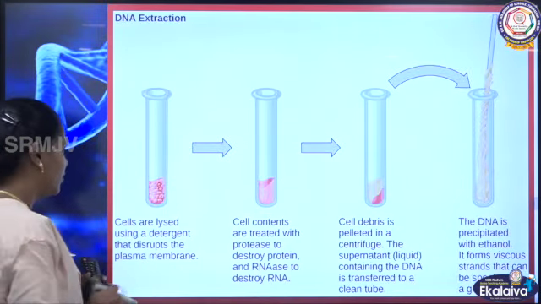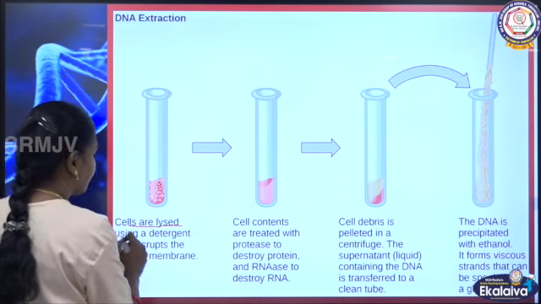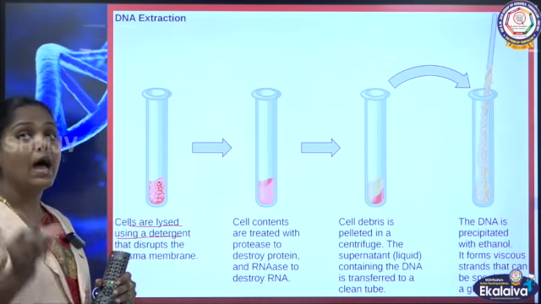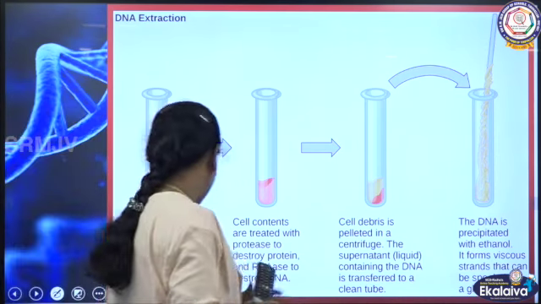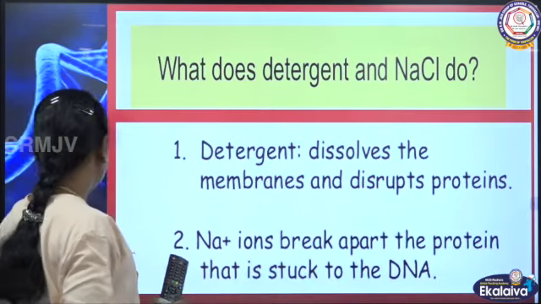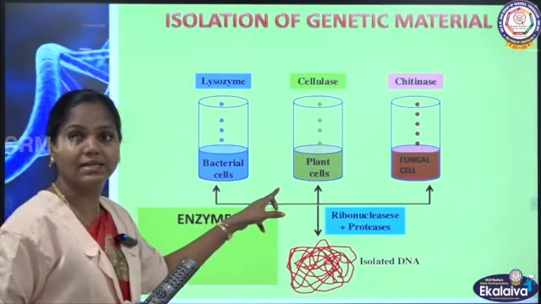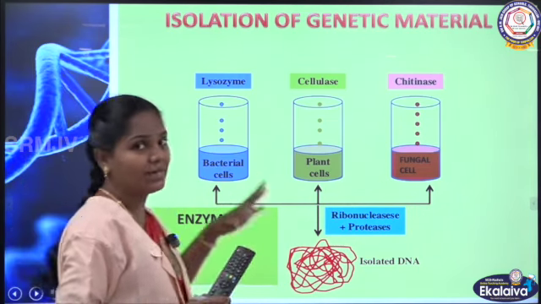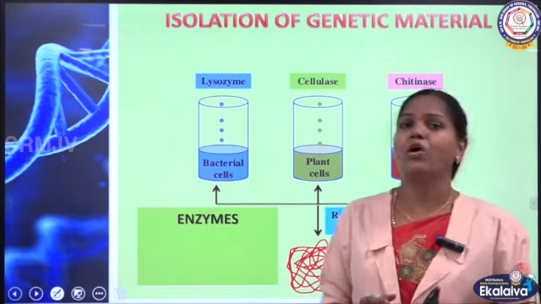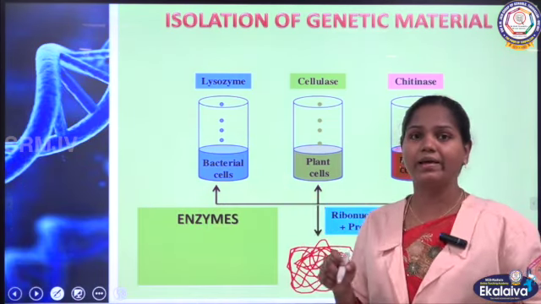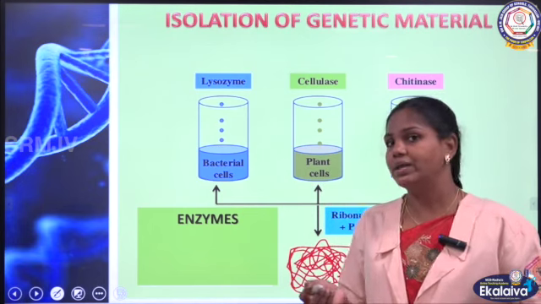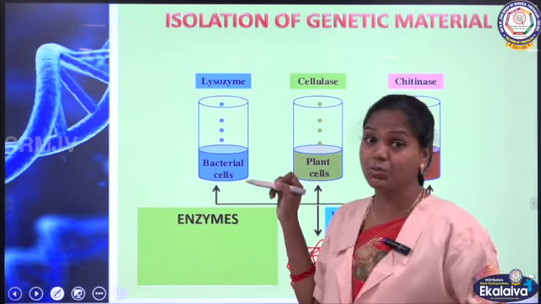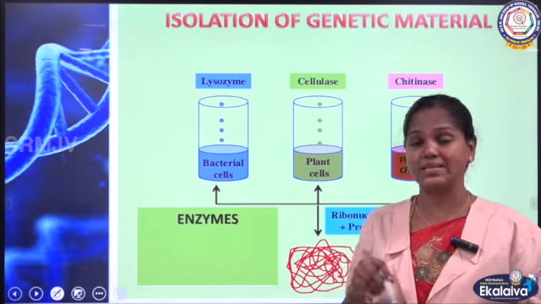As I told you, the first step is that cells are lysed. How is it lysed? Actually you can use enzymes for lysing our cells. So enzymatic treatment will be there, but in all labs these enzymes are not available. How to overcome that, I will tell you. First we will see what are the enzymes used to lyse the cell.